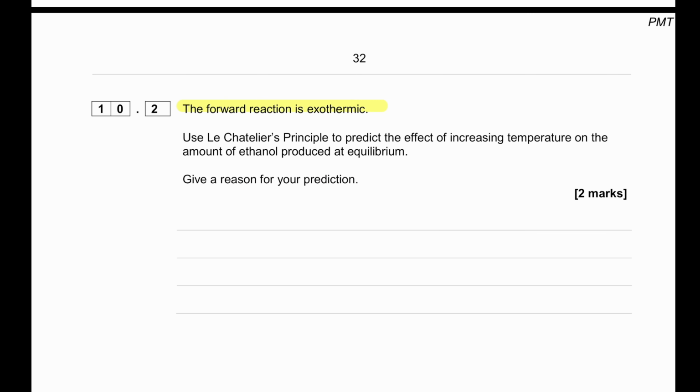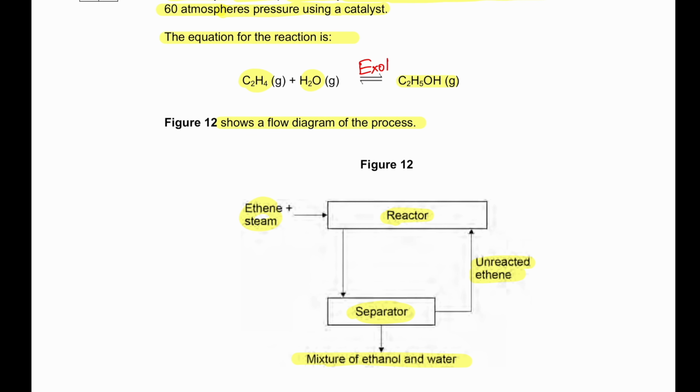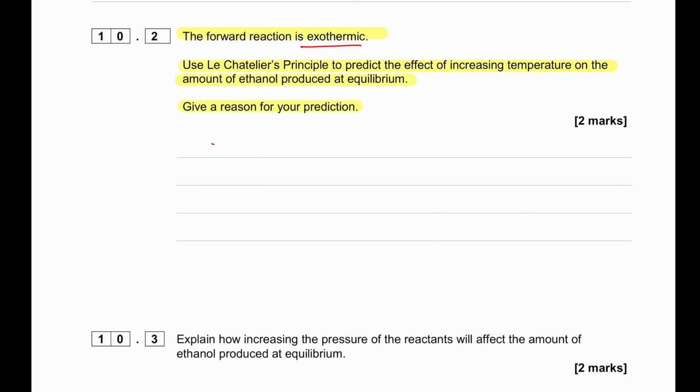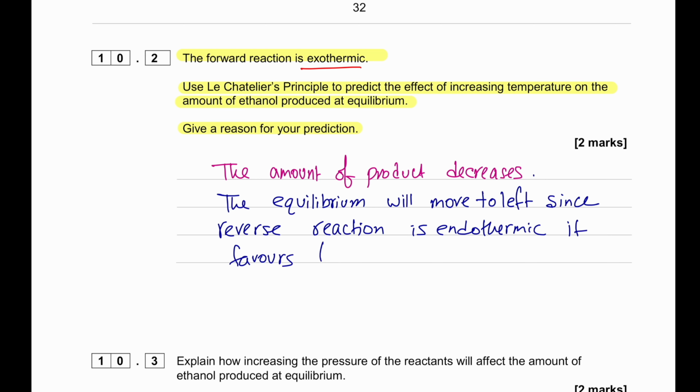The forward reaction is exothermic. Using Le Chatelier's principle, predict the effect of increasing temperature on the amount of ethanol produced at equilibrium. Give a reason for your prediction. Always remember in a reversible process, if the forward reaction is exothermic, then the backward reaction will be endothermic. That means if we increase temperature, we will favor the backward reaction. So the amount of product will decrease at equilibrium because the equilibrium will shift to the left, producing more reactant, because the reverse reaction is endothermic.